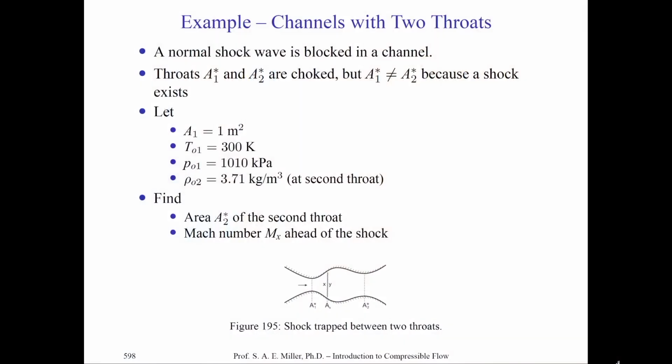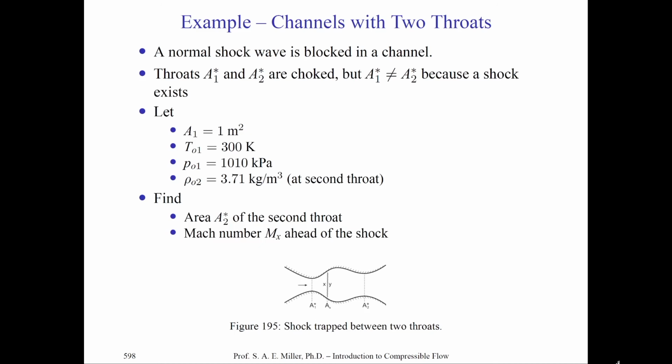Let's look at an example together for a particular channel or variable area stream tube with two throats. Let's walk through this example together. In this case, we'll say a normal shock wave is trapped in a channel. This is shown in figure 195 of the slide deck: shock trapped between two throats. We have A1 star, A2 star, and a particular area of the shock. State 1 is x and state 2 is y, or 1 and 2 respectively. Here, throats A1 star and A2 star are choked. That means we have sonic flow, M equals 1, at A1 star and A2 star in the figure below.